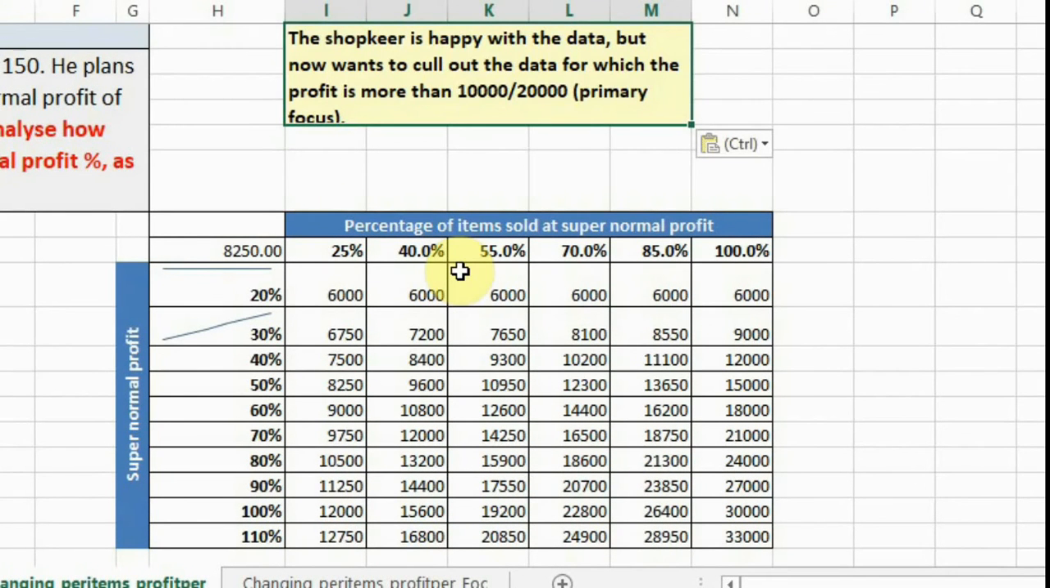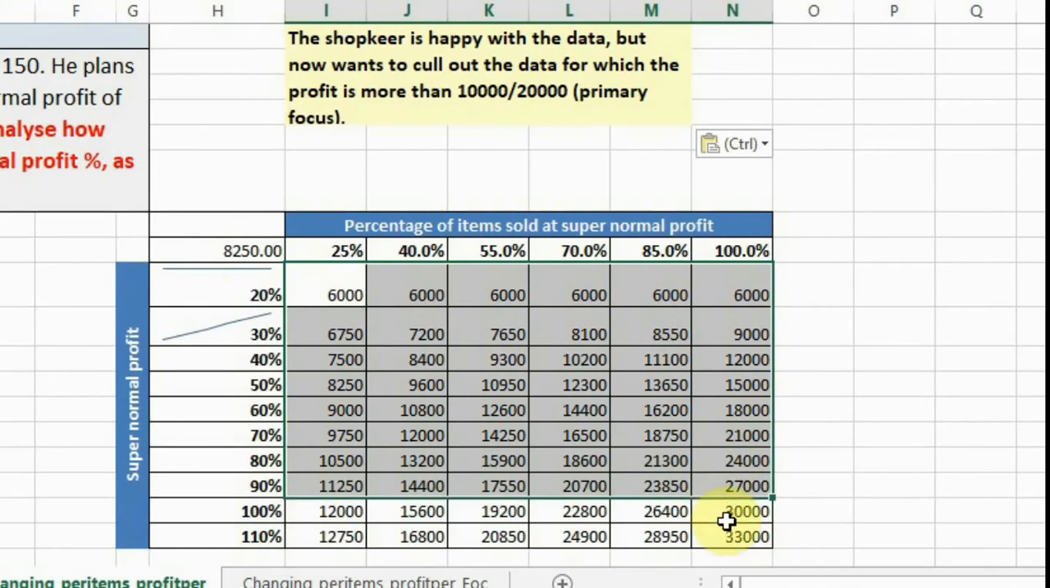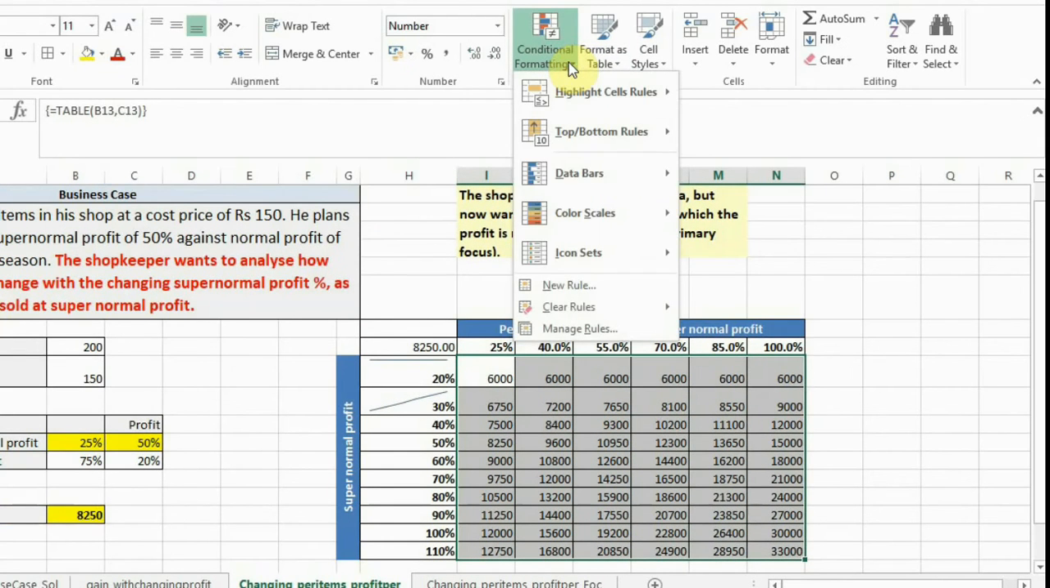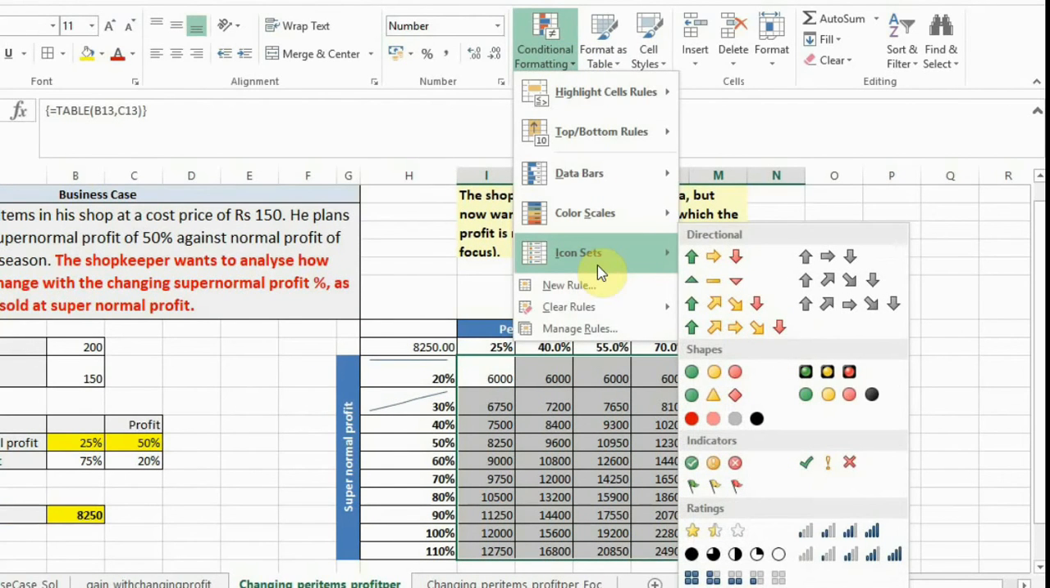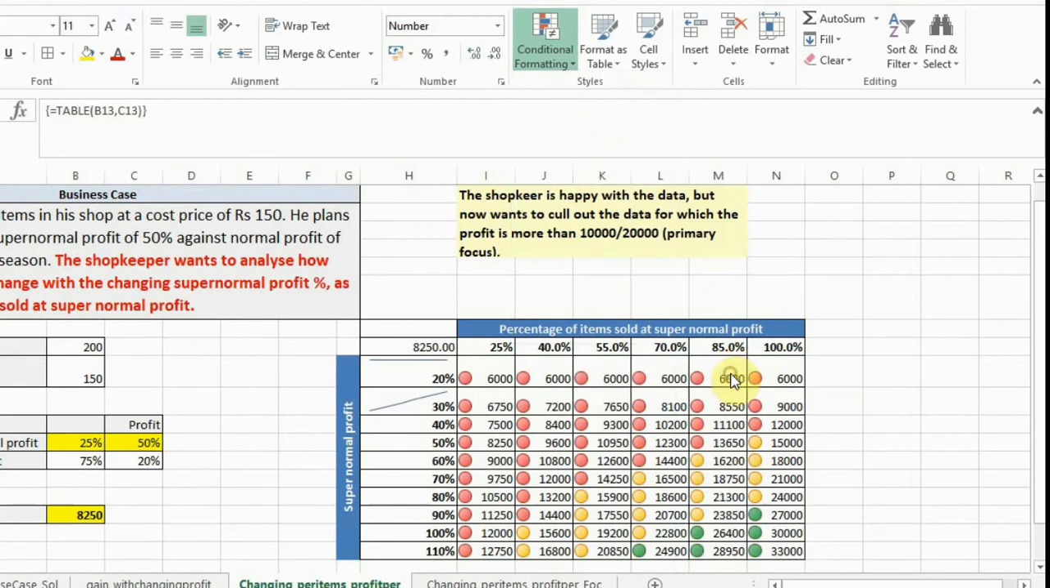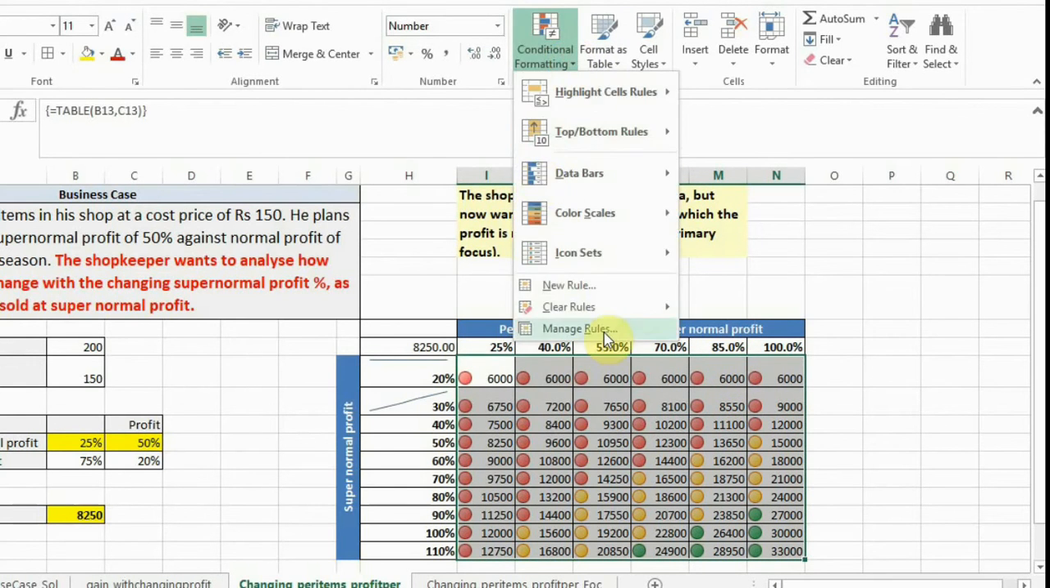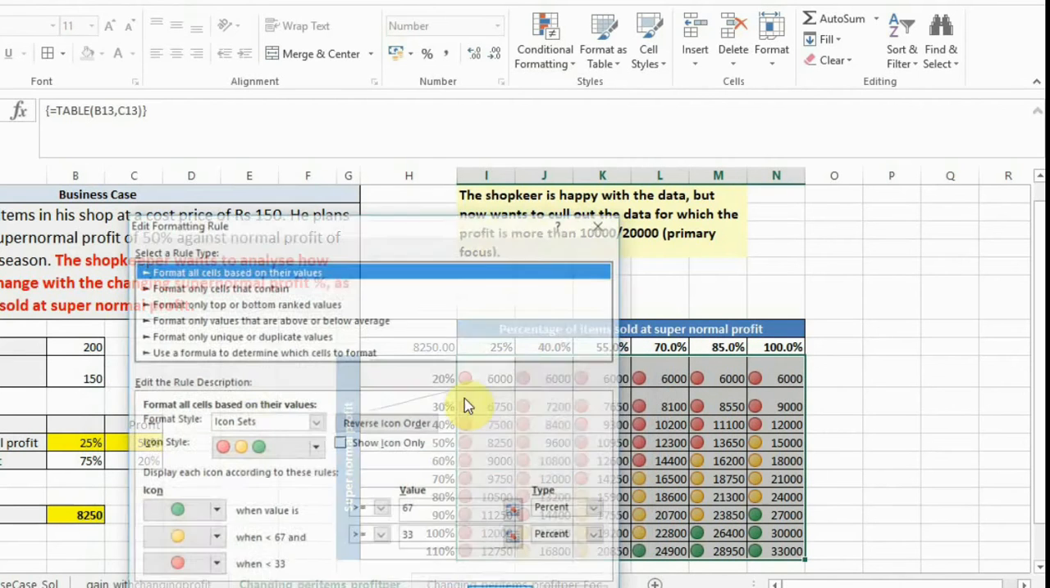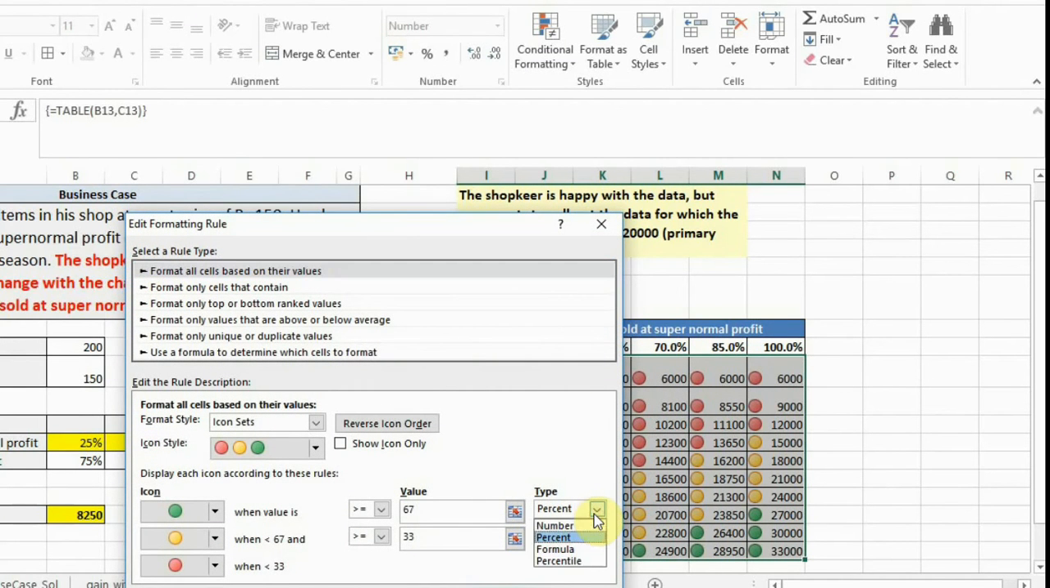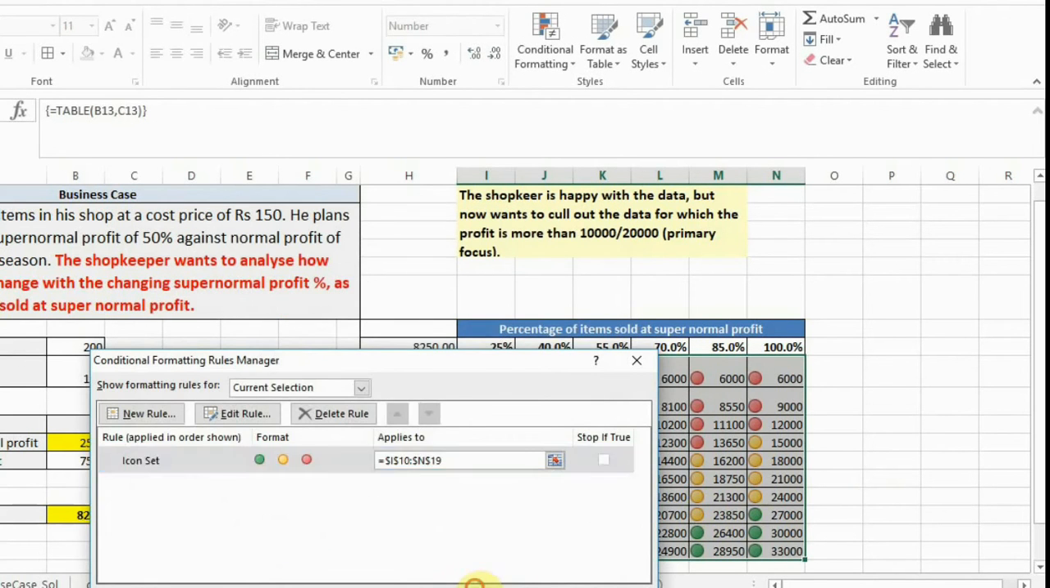So if that is the strategy, then you can just select this, go to Conditional Formatting, click on Icon Sets so we can have different views. I'll just select one of these, and then we'll go to rules. Let's edit the rules and change this to number. We want that if the value is greater than or equal to 20,000, then it should be green, and if the values are greater than or equal to 10,000, then it is amber, otherwise red. So here we have it.